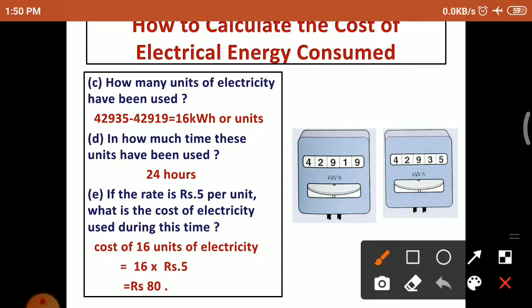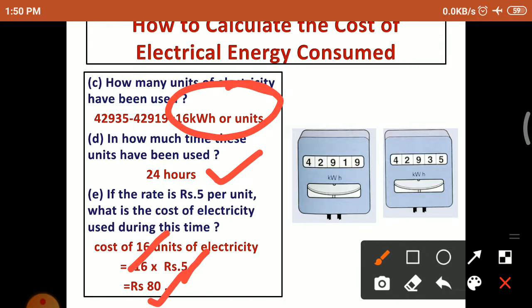In how much time have these units been used? 24 hours. If the rate is 5 rupees per unit, what is the cost of electricity used during this time? So 1 unit of current is 5 rupees. We used 16 units of current. So the cost of 16 units of electricity is 16 into 5. The cost of 16 units of current is 80. So we have to pay 80 rupees to the government.